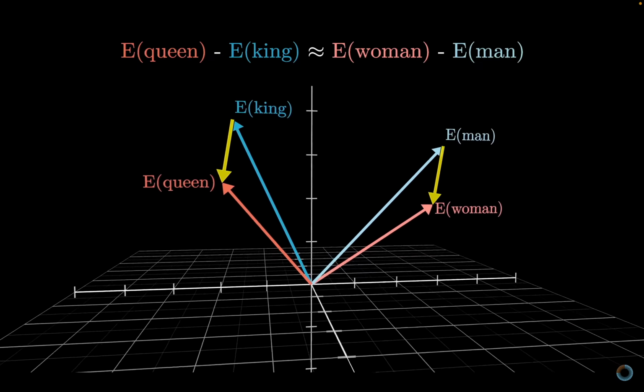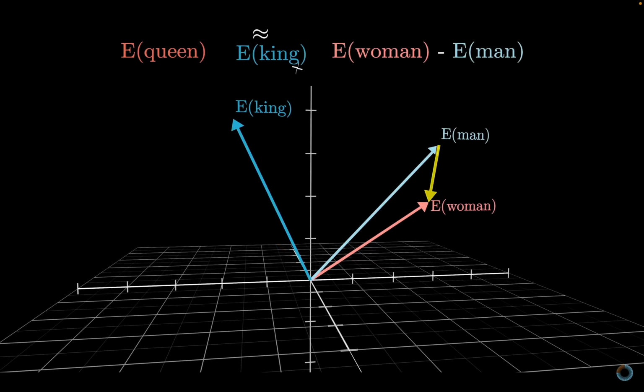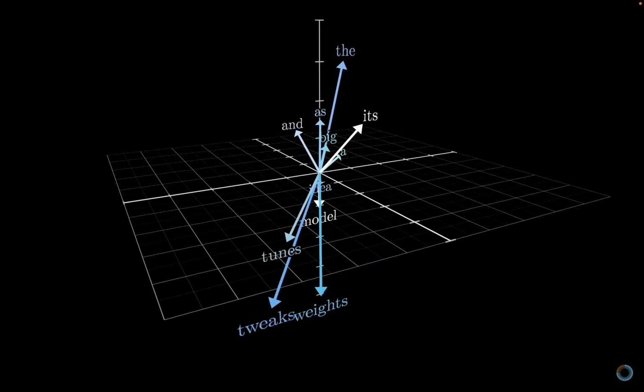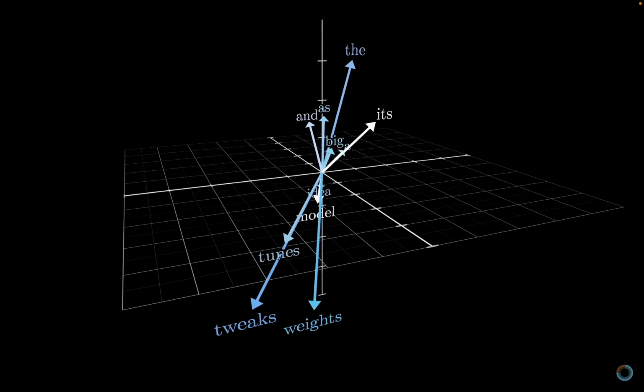So let's say you didn't know the word for a female monarch, you could find it by taking king, adding this woman minus man direction, and searching for the embedding nearest to that point.